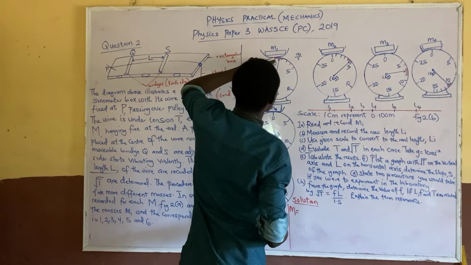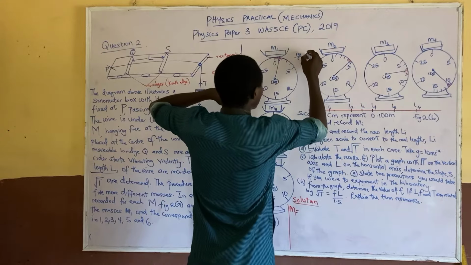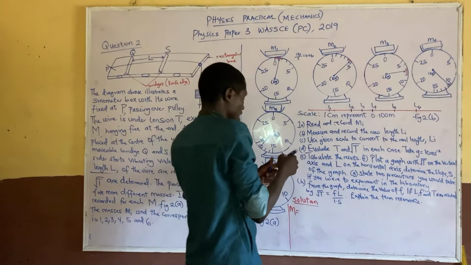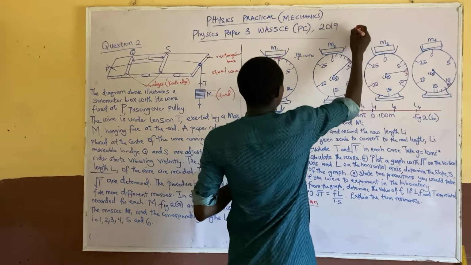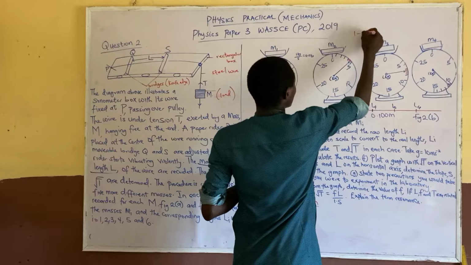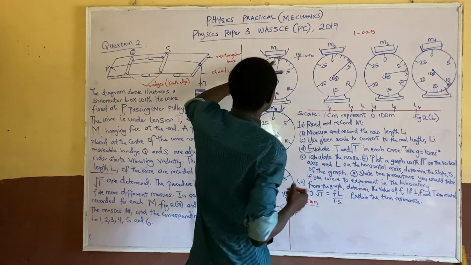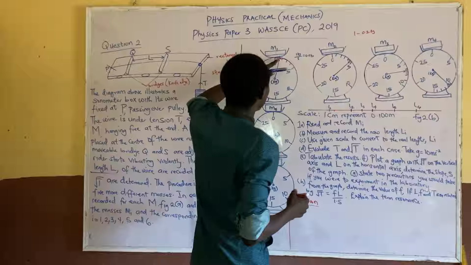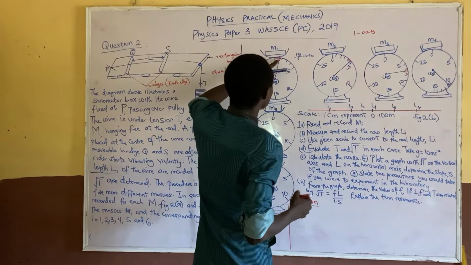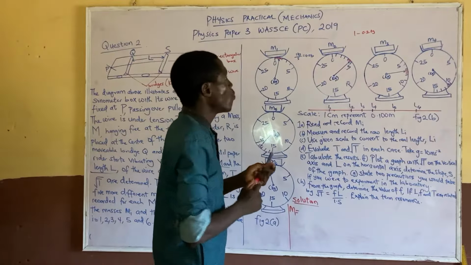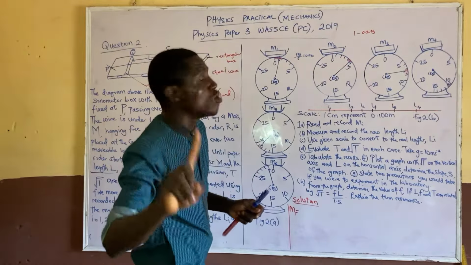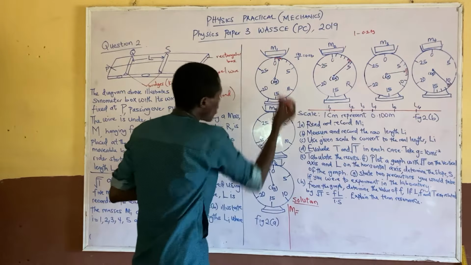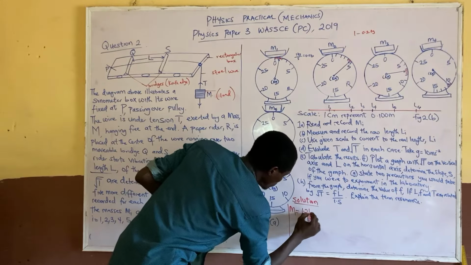1 kilogram divided by 5. You see that it will give us 0.2 kilogram. It means that each red line here is 0.2 kilogram. 0.2, 0.4, 0.6, 0.8, 1. So now if one red line represents 0.2 kilogram, it means that this is 1.2 kilogram. So M1 is 1.2 kilogram.